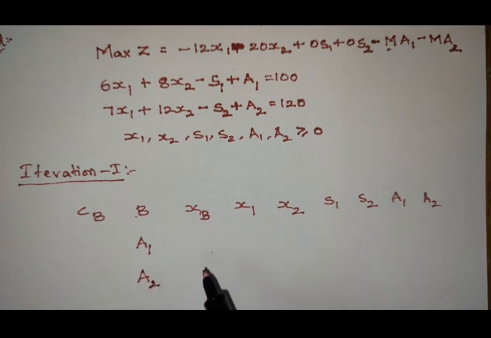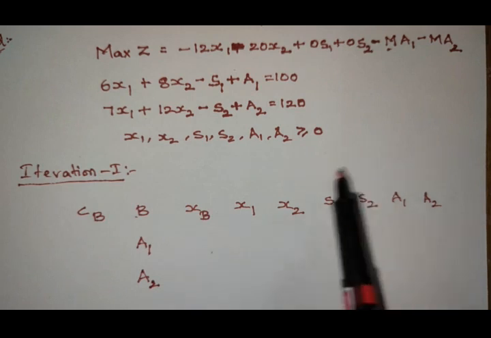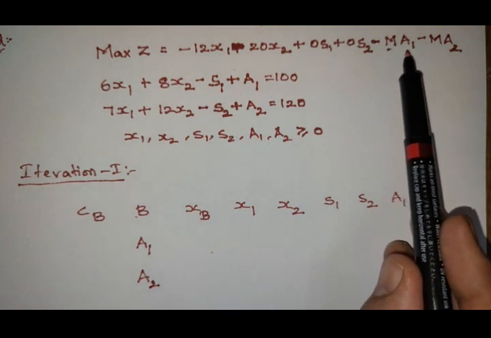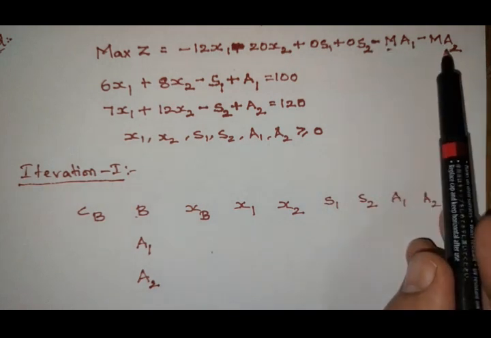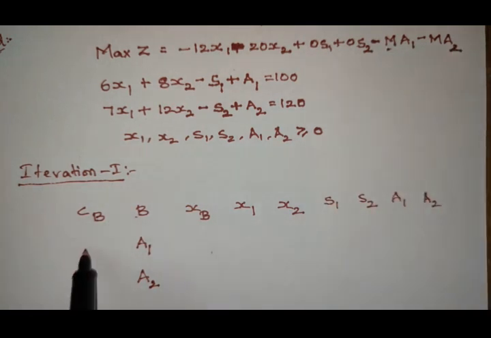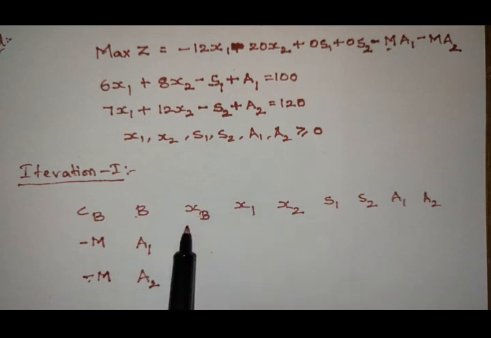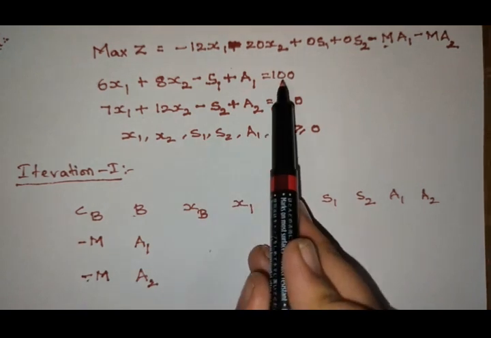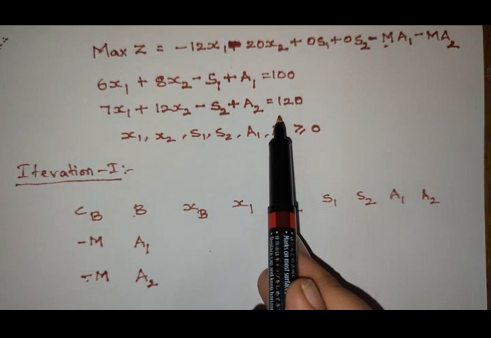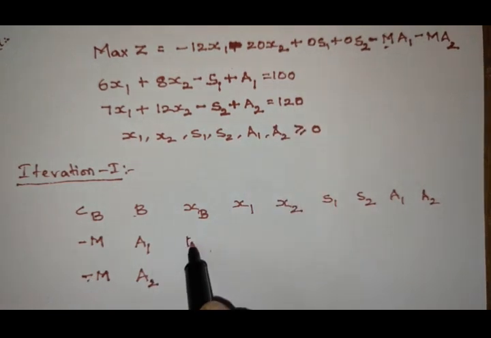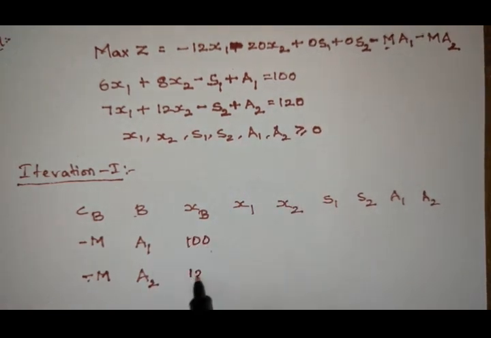So what are the coefficients of a1 and a2 in the objective function? In the objective function, the a1 coefficient is minus M, and the a2 coefficient is also minus M. So I am writing them, minus M, minus M. Next, XB means solution constants. What are the solution constants? 100, 120, 100, 120.